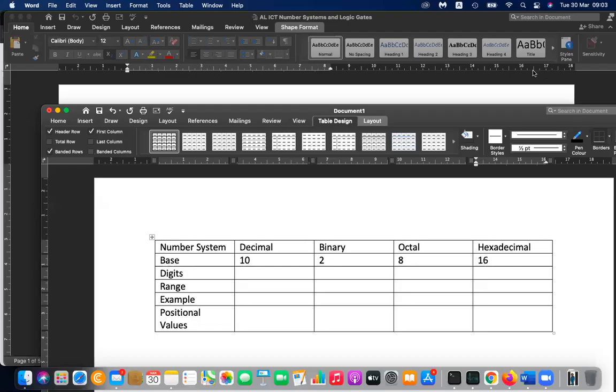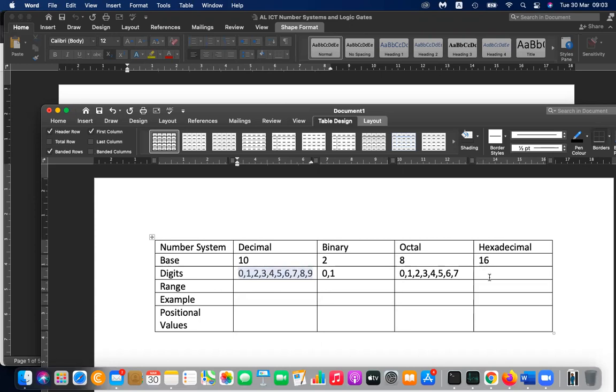From the answers that you have written, can you tell me what the digits are? Digits for decimal are 0 to 9: 0, 1, 2, 3, 4, 5, 6, 7, 8, 9. For binary, it's 0, 1. For octal, it is 0, 1, 2, 3, 4, 5, 6, 7. And for hexadecimal, it's 0, 1, 2, 3, 4, 5, 6, 7, 8, 9, A, B, C, D, E, F.